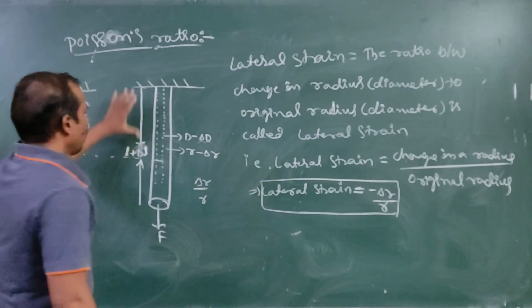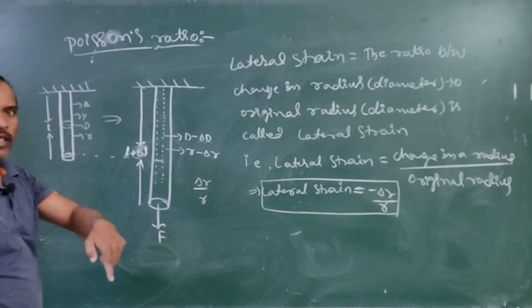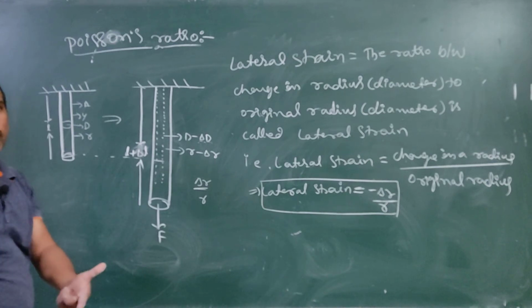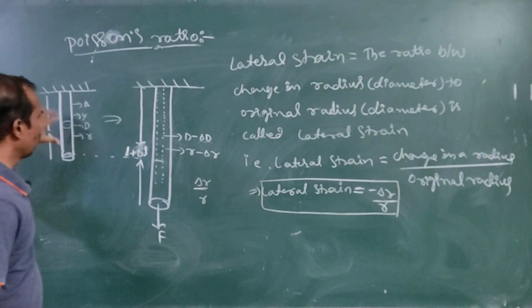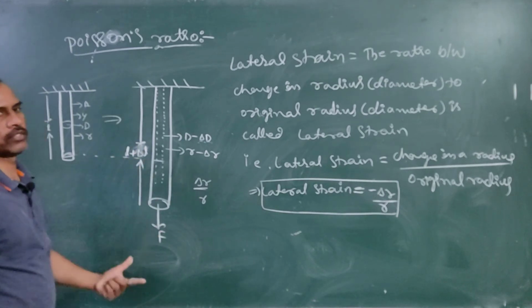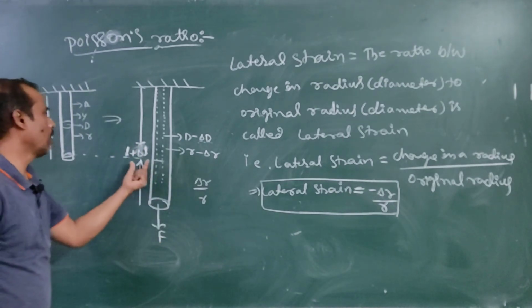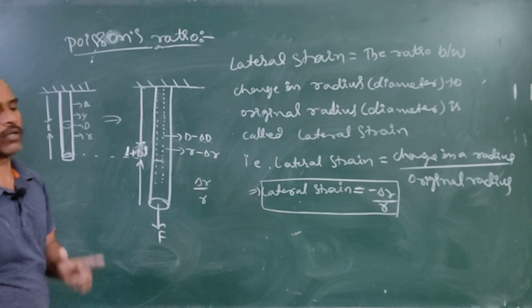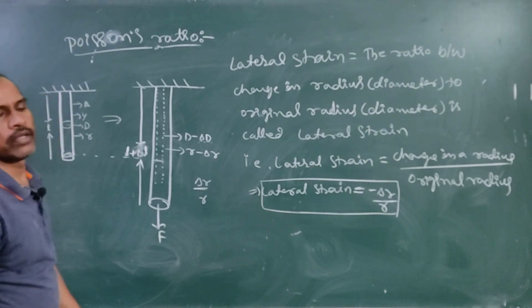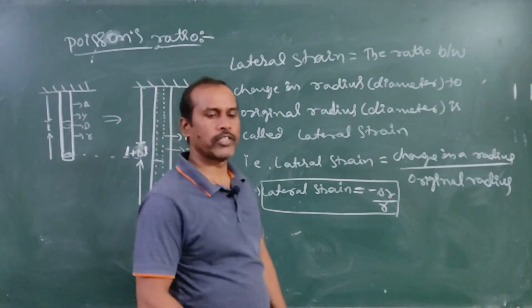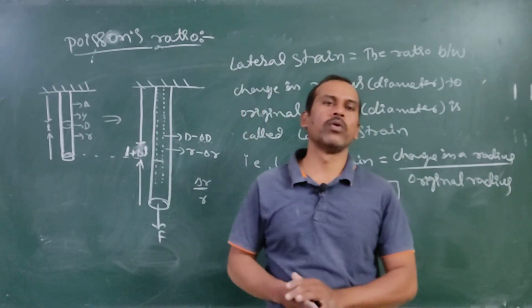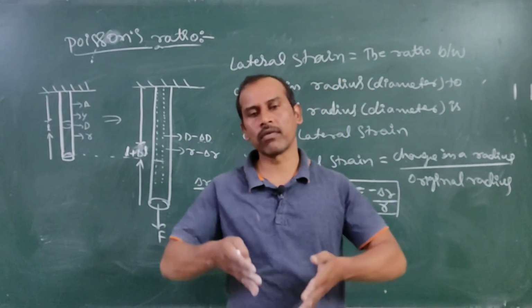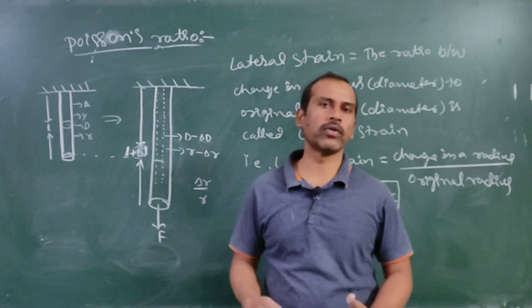Next, in this process a longitudinal strain is also produced. Here the initial length is L and the final length is L plus delta L. So the change in length is delta L. Longitudinal strain is the ratio between the change in length to the original length of the wire.